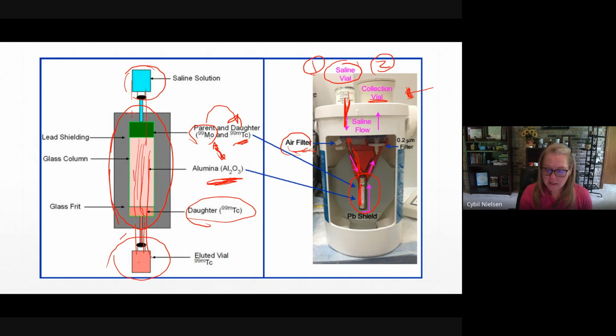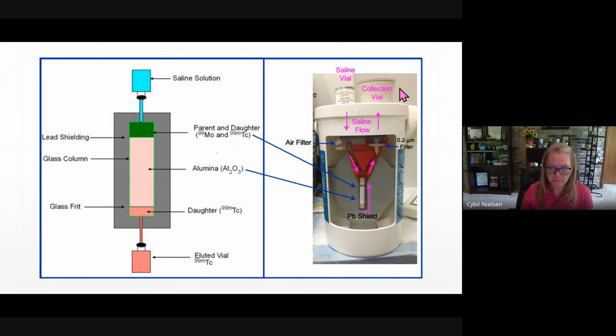So when we put this on second, it's going to immediately suck things into its vial because it doesn't have any air in it. So it sucks the saline over the column and it pulls the technetium into the collection vials. Then you have this vial of technetium.